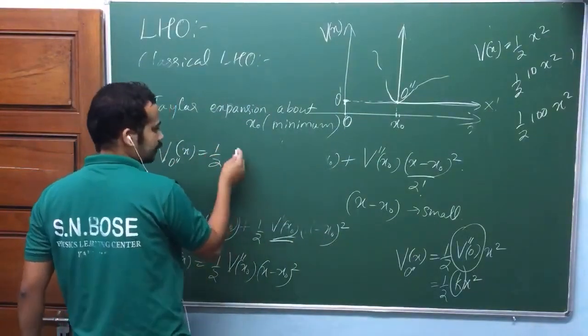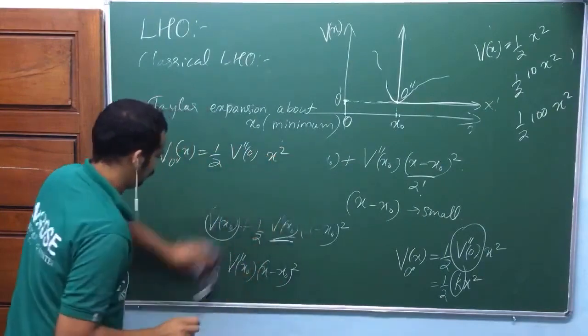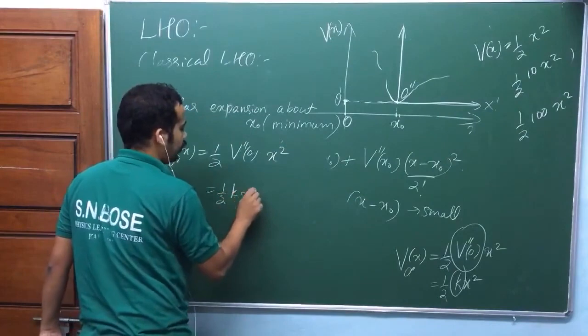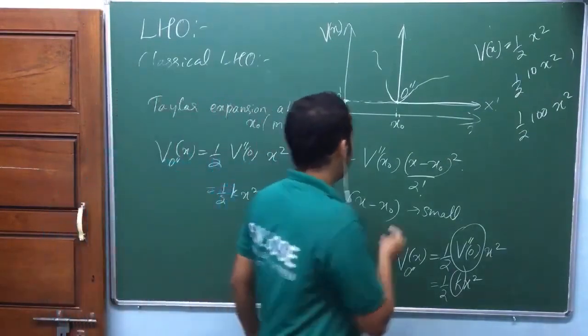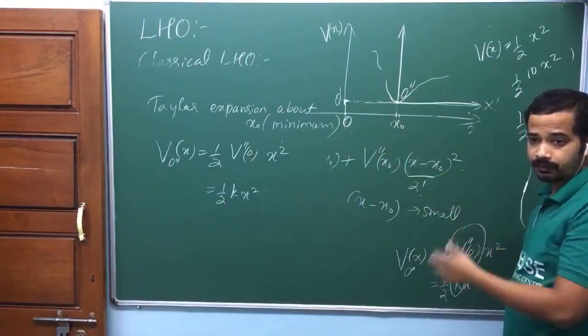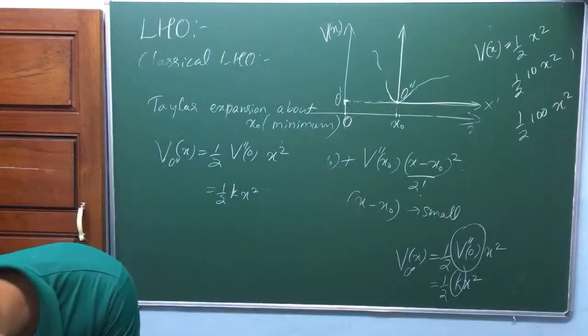Half kx square, which is constant into x square. Half kx square. Remember, what are the assumptions we have made? We are very near to this minima. We are not deviating much from the stable equilibrium. Now look at here. Look at the statement now.